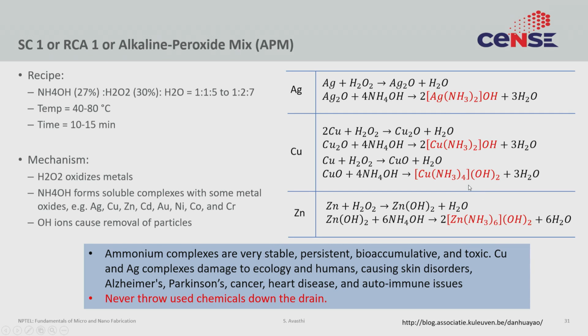So the formation of this complex allows you to make a soluble version of this contamination that you can then wash away. If you did not have the ammonium, just have the silver oxide, then it would not be soluble, it would just precipitate on top of a wafer. So even though you have oxidized it, there would be no way to remove it, right? So solubility is the key. And then the OH ions also help in removing the particles.